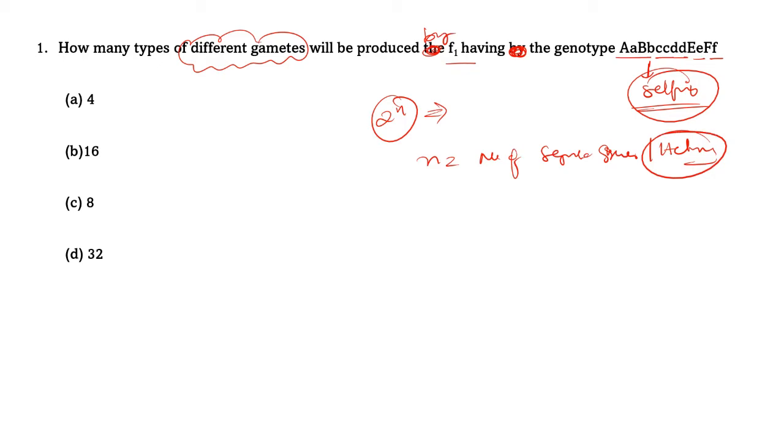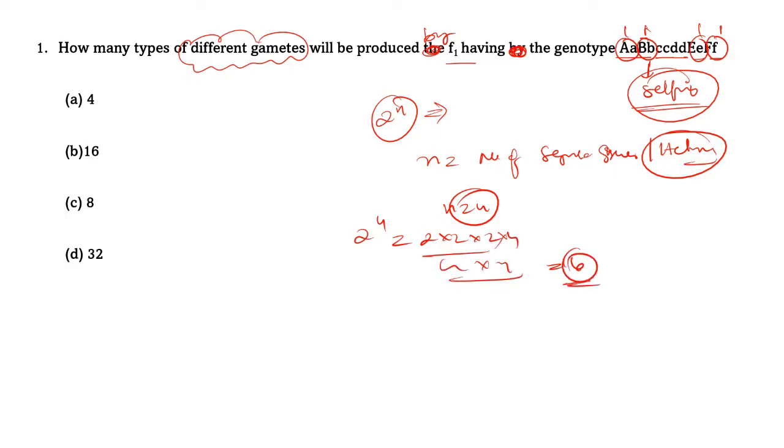You just count the number of heterozygous genes here: 1, 2, 3 and 4. So the n value is 4 here. So 2 power 4 is equal to 4 into 4, that is 16. So there are a total of 16 different gametes that will be produced by the F1 with this specific genotype.